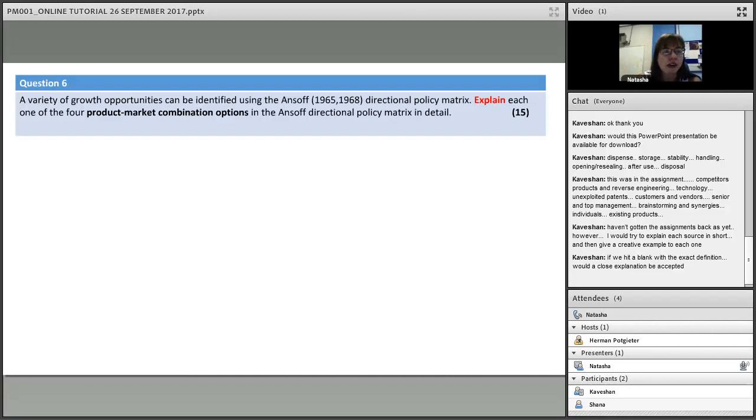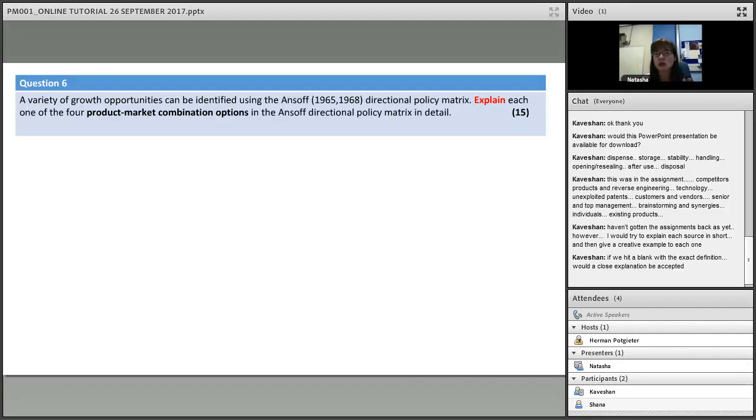Now, you need to know that this question is either in an assignment or in an exam. It is one of those two things. It's one of the questions that gets asked so often. So be prepared to maybe get this one in the exam.